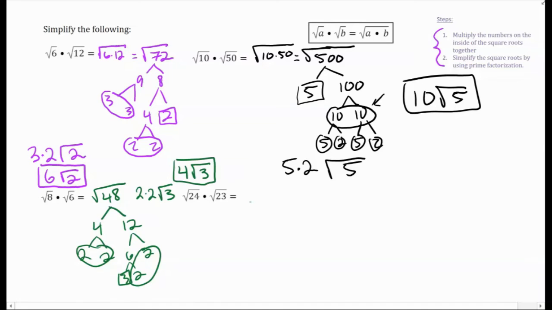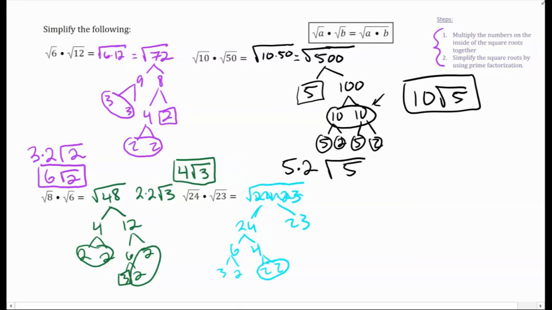And lastly here, square root of 24 times square root of 23 is some really big number. In this case here, I'm not actually going to put it back together because I'm going to need to break it down again anyways. So I'm just going to break this down. I'm going to break it down into 24 times 23 because I know those are two factors. 23 is a prime number, so I can't break that down into anything, but I can break down 24 into 6 and 4, 3 and 2, 2 and 2.